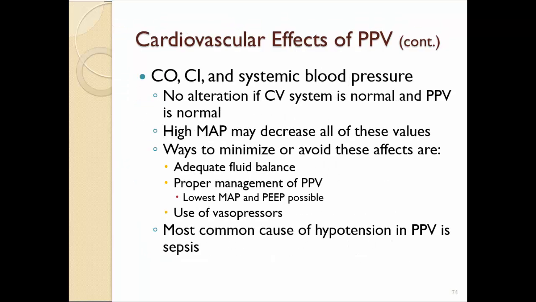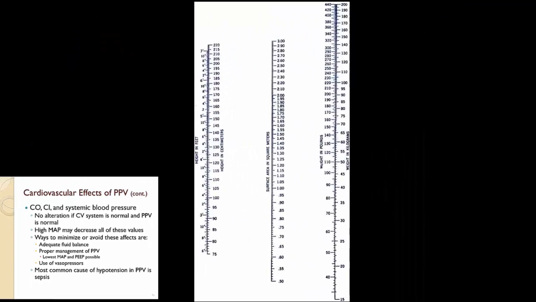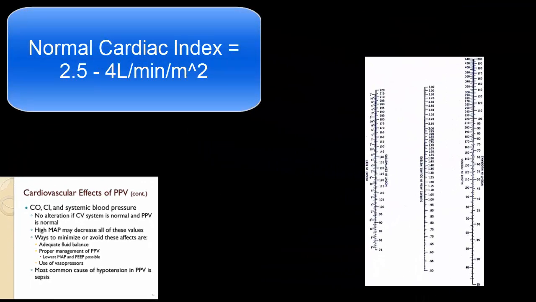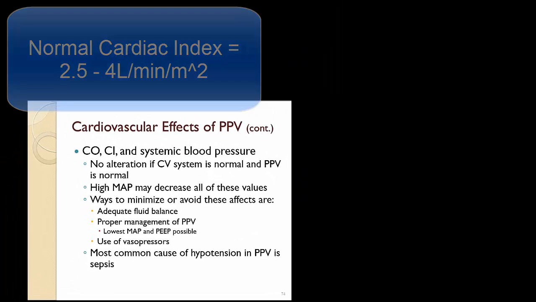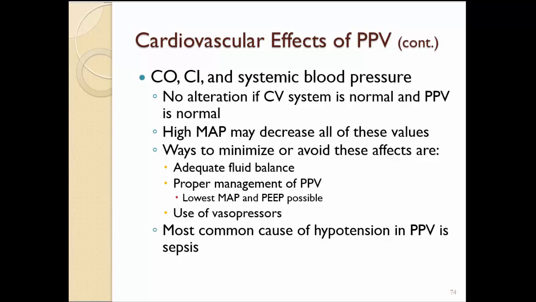The cardiac output, cardiac index, and systemic blood pressure. Recall that the cardiac index is the cardiac output compared to the body surface area, and there is a normal value for the cardiac index. The way I remember it is it's very similar to the resistance. It's about 2.4. I think it's 1 to 2.4, 2.5. So again, if you have a normal cardiovascular system, you typically don't experience any problems here. But if you have a high mean airway pressure, this may decrease all of these.